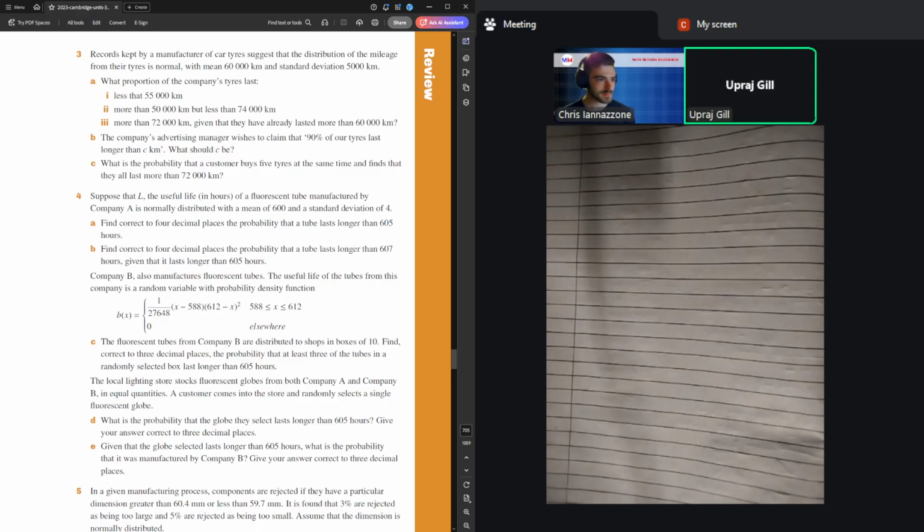The company's advertising manager wishes to claim that 90% of our tires last a certain distance. Okay. Bold business claim. Is it statistically backed and accurate?